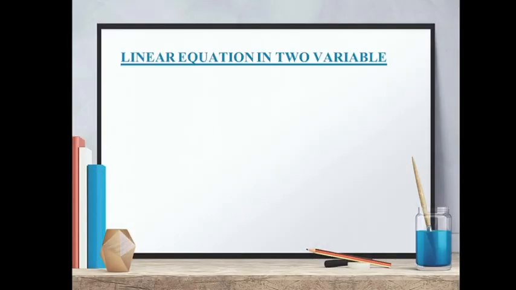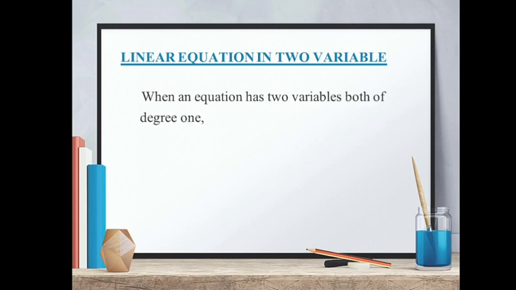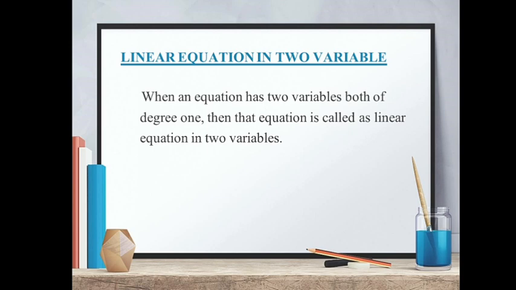Then linear equation in two variables. When an equation has two variables both of degree 1, then that equation is called a linear equation in two variables. So what is the linear equation in two variables? When an equation is given with two variables and the degree of both the variables is 1, then that equation is called the linear equation in two variables. So the standard form is ax plus by plus c equals 0.